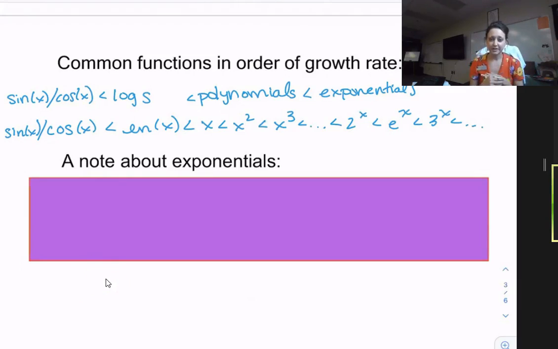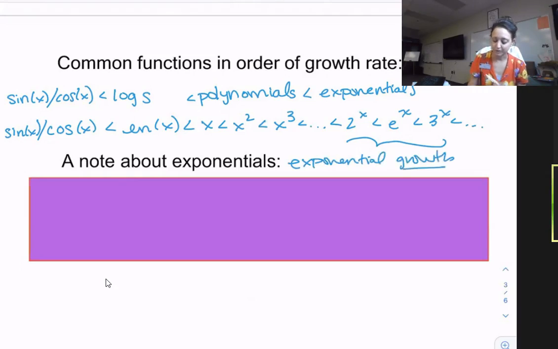So a note about exponentials: when I'm looking at these exponentials, notice that they're all exponential growth when they're in this list, okay? The base is greater than 1 and your exponent is positive. So, note about exponentials: exponential growth is what is in our list. In other words, if we have e to the negative x, we need to look at it in a different way, and we'll get to that in a bit.